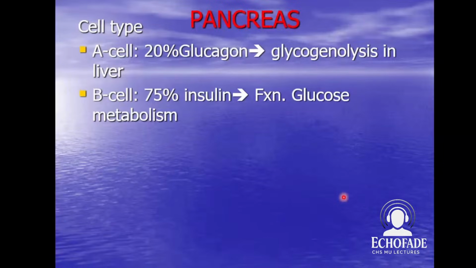The majority of the cells are the B cells or beta cells, constituting 75%. And these secrete the hormone insulin. And insulin is very important in glucose metabolism. Insulin promotes uptake of glucose by the cells and utilization of glucose by the cells.